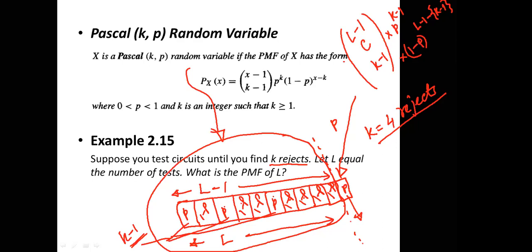That was the case. Now out of L minus 1, K minus 1 are rejects. So K minus 1 times P, so P to the power K minus 1. And the remaining means what? L minus 1 minus K minus 1. There are the remaining part where we are getting 1 minus P. So definitely 1 minus P to the power L minus 1 minus K minus 1.